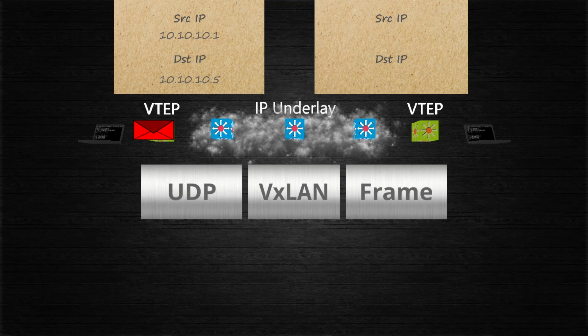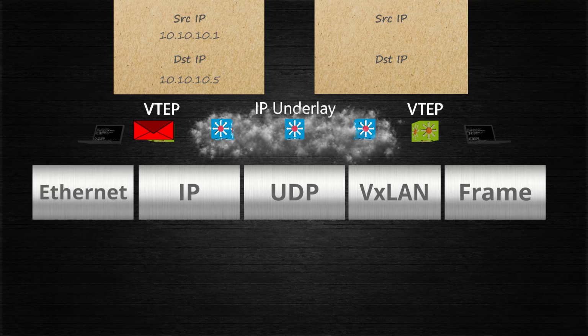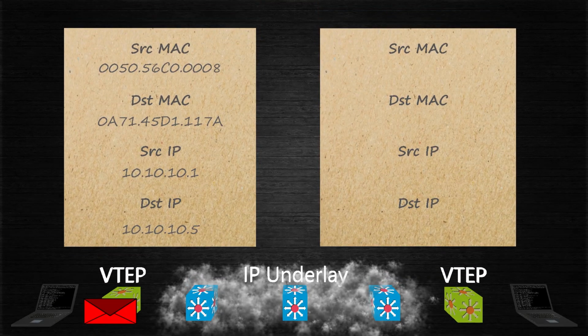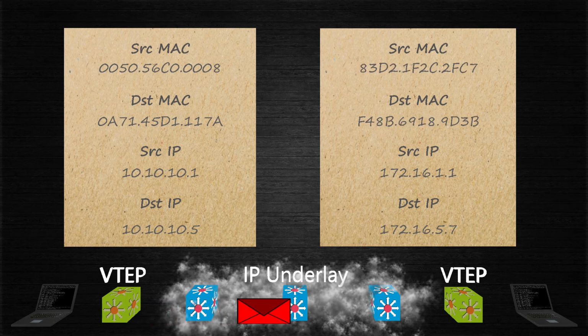VXLAN uses UDP for transport. The destination port is 4789, and the source port is random. ECMP, if available, uses a hashing algorithm to decide which link to put the traffic on. The random source port helps this algorithm to utilize the links evenly. An IP header is now added, with the address of the destination VTEP. An Ethernet header with a MAC address is added for delivery to the next physical device. As normal, the source and destination MAC addresses change with each device they pass through.